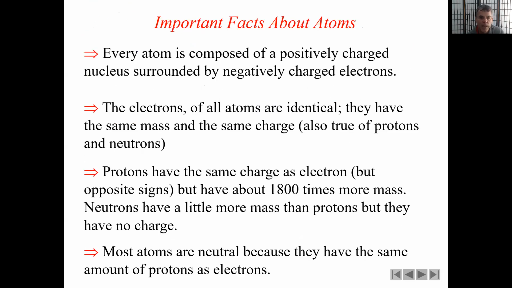Just a few important facts about atoms. We know every atom has a positively charged nucleus surrounded by negatively charged electrons. All electrons are basically identical, meaning they have the same mass, same charge. Same thing with protons, they're all identical. Every proton has the same mass, same charge. Protons, positive charge, electrons, negative charge, and protons have about 1,800 times more mass than the electron. So most of the mass of an atom comes from the nucleus, the protons and neutrons. The size of an atom has to do with the electrons. And important point, most atoms are neutral because they have the same number of protons as electrons.